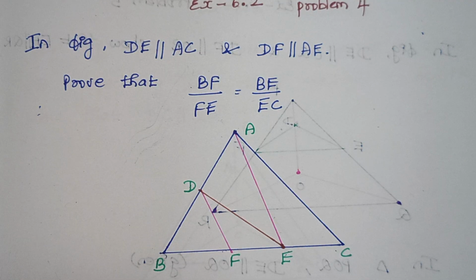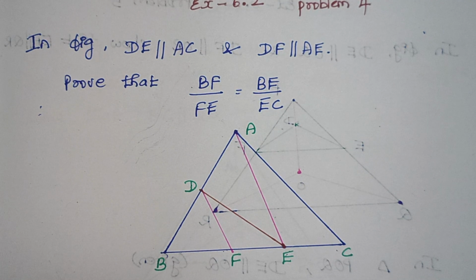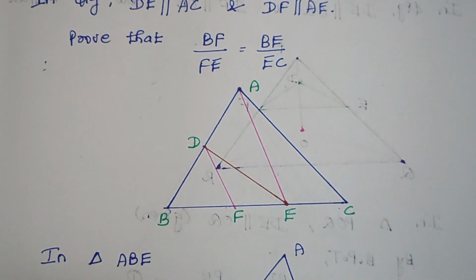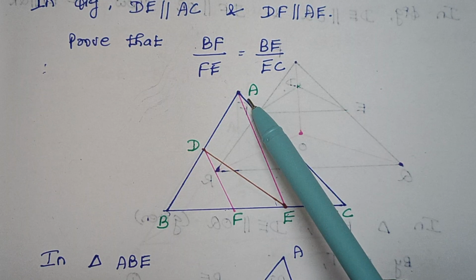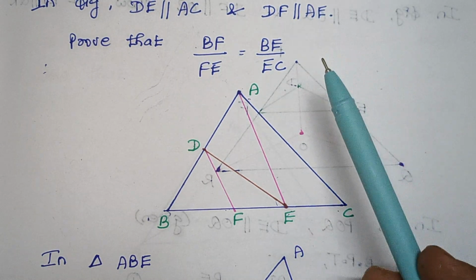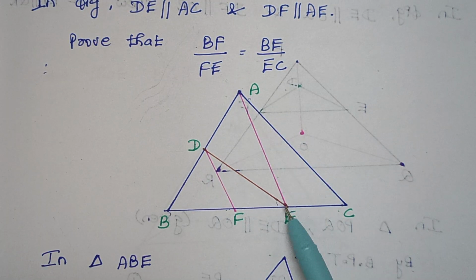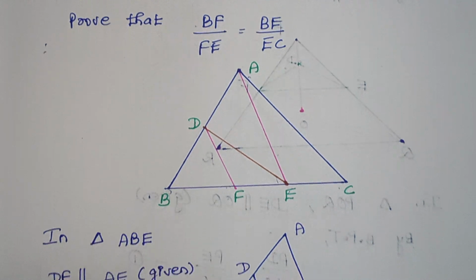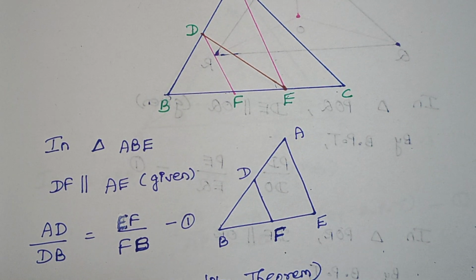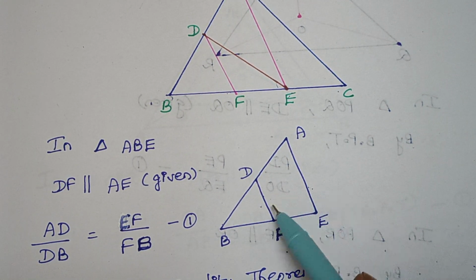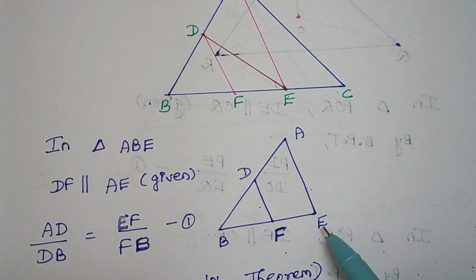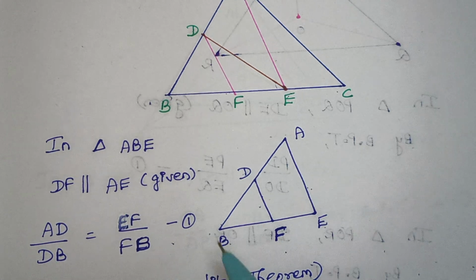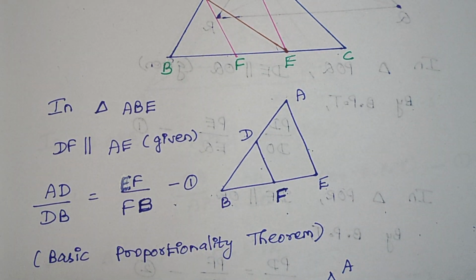Right. So here for this we have to consider two triangles. First I am considering the triangle ABE. So when you consider the triangle ABE, here it is clearly given, right? DF is parallel to AE. So draw the triangle separately. Since these two lines are parallel to each other, when we use basic proportionality theorem, AD by DB is equal to EF by FB, right? So mark it as equation number 1. This is purely based upon the basic proportionality theorem.